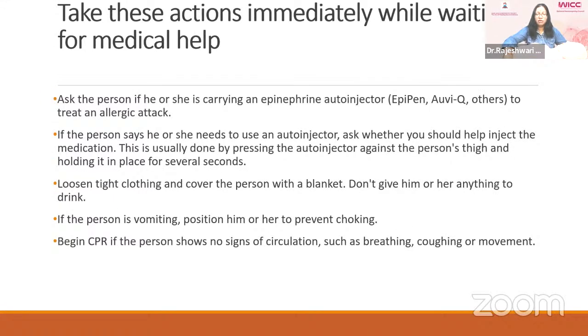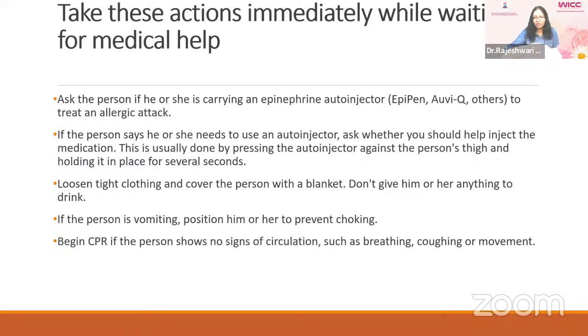Also, while you're waiting until the medical help arrives, you have to do something. That is what is called first aid. Ask the person if he or she is carrying an epinephrine auto-injector. People traveling through forests and areas where these bites usually occur carry this EpiPen and other medications to treat allergic attacks or bites. If the person says he or she needs to use an auto-injector, ask whether you should help inject the medication, because the person may already be developing symptoms. So if you know, you can help the person.